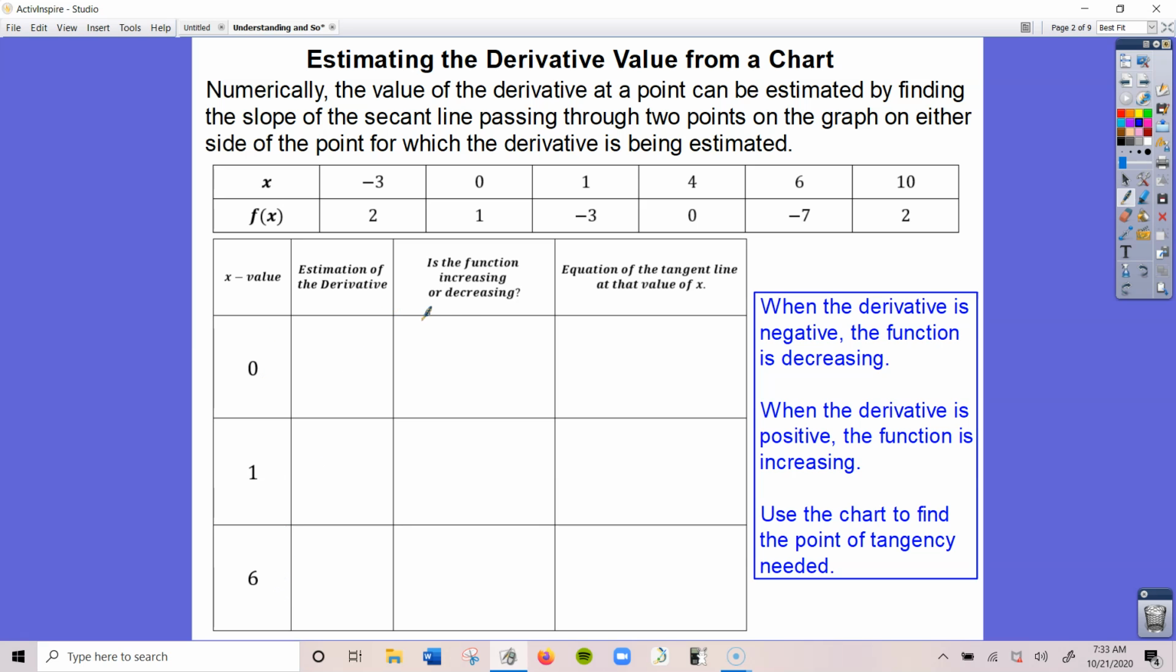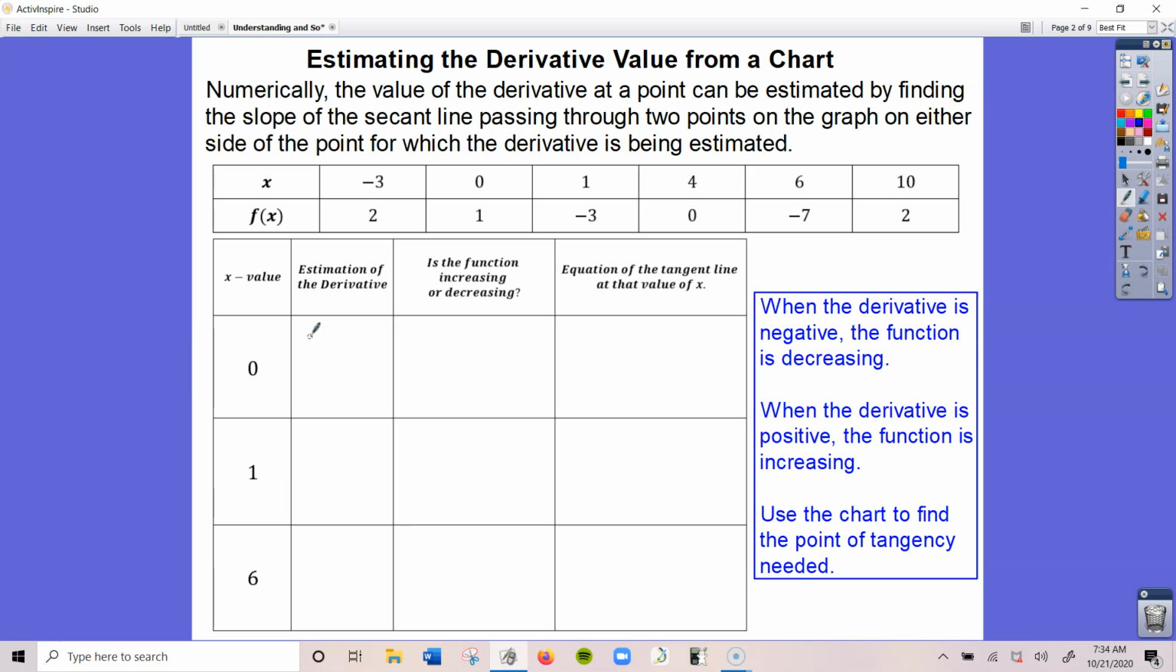So for all of these, we're just going to estimate the derivative from the chart for these particular x values. Then we're going to state if the function is increasing or decreasing, and then we're going to write the equation of the tangent line at that value of x. So again, in my chart here, I have x's in the first row and f of x, which is your y values, on the second row.